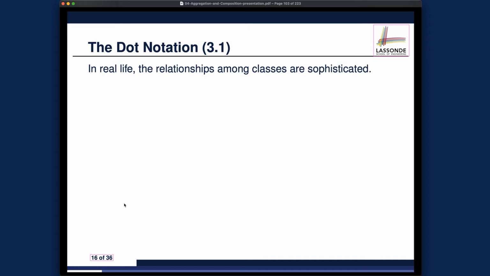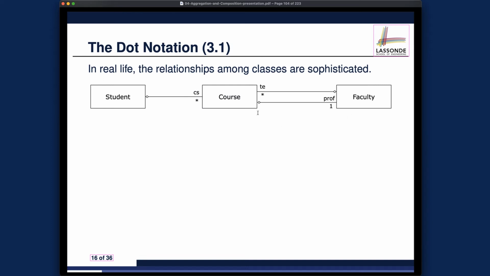And let me remind you about the context we have. So that's a very important remark. Relationships in real life among classes will be sophisticated, which means you have to navigate between context and context, from object to object. That's simply very common for OOP.